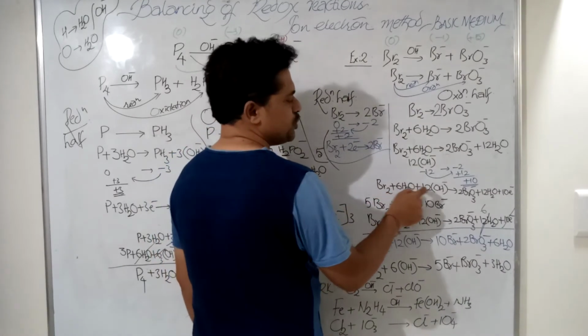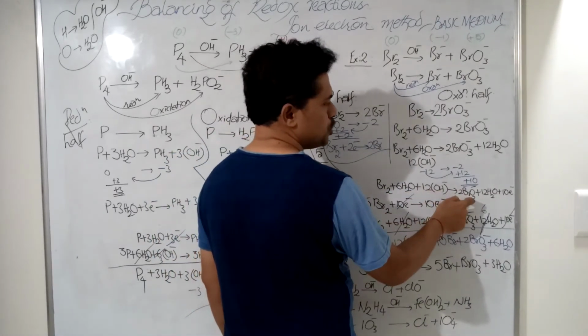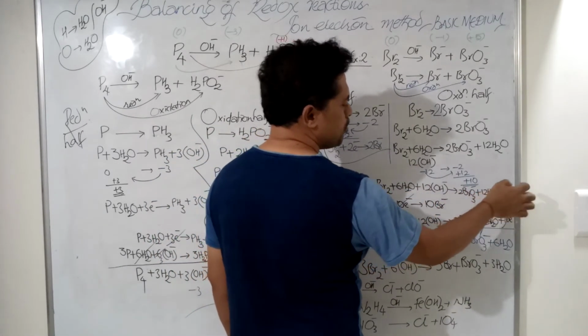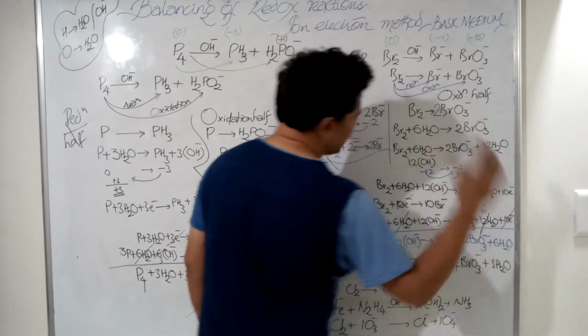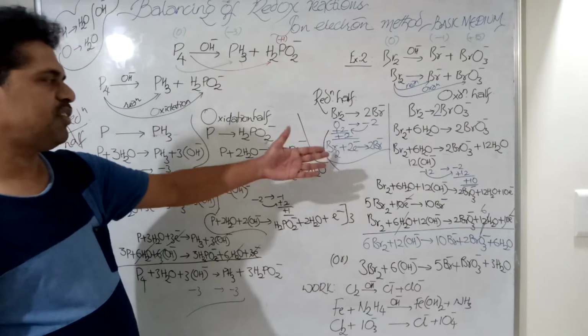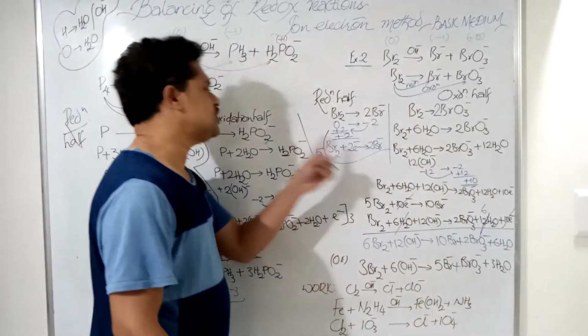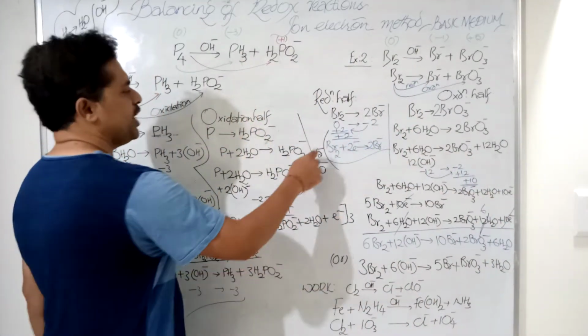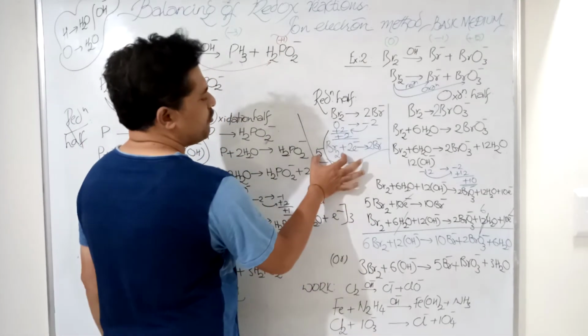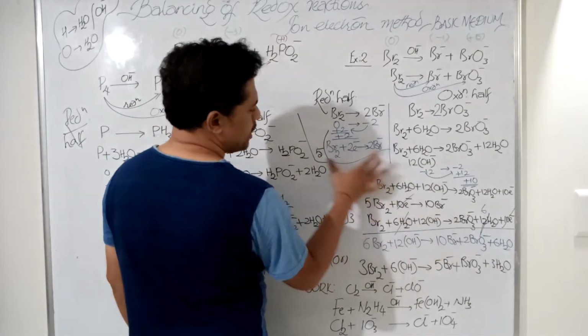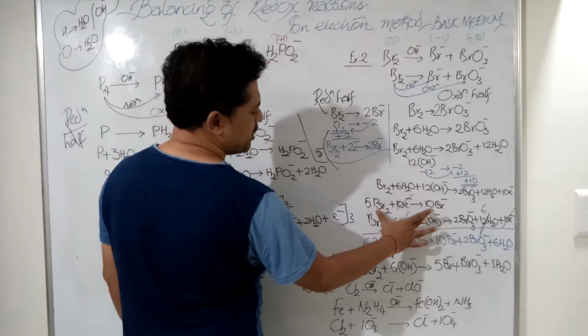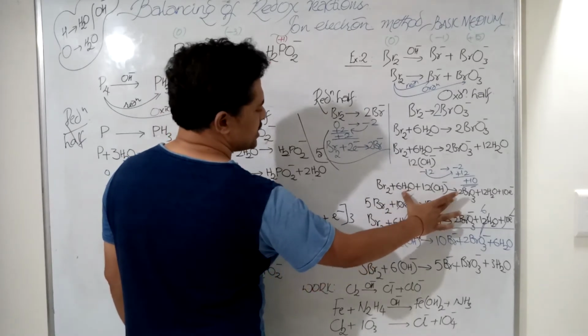Br2 plus 6H2O plus 12 OH minus gives rise to 2 BrO3 minus plus 12 H2O plus 10 electrons that we are adding here. Now check the number of electrons. Here 2 electrons are there, here 10 electrons are there. You need to make the electrons equal, so we are multiplying with 5. So 5 to the 10 electrons. 5 Br2, 10 electrons, 10 Br minus. This equation is multiplied by 5 and written here. This equation is as it is dumped here.